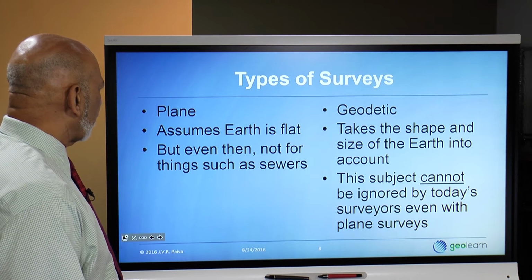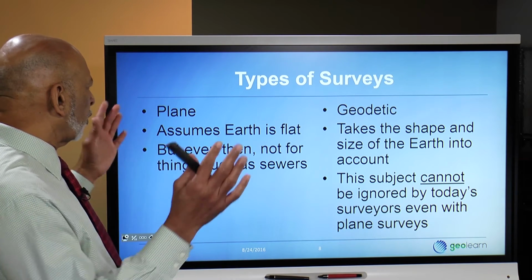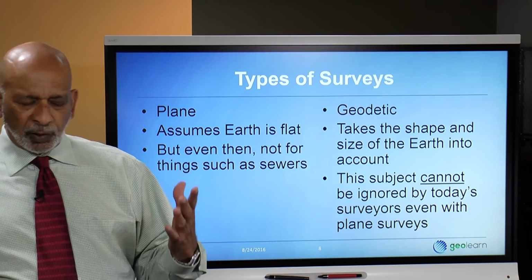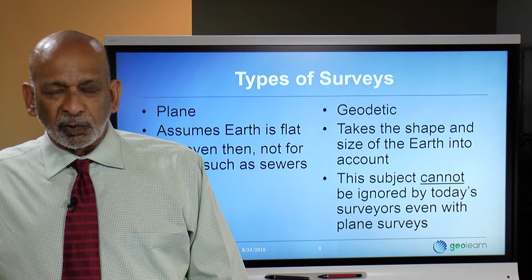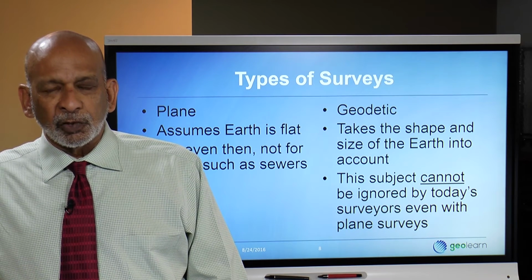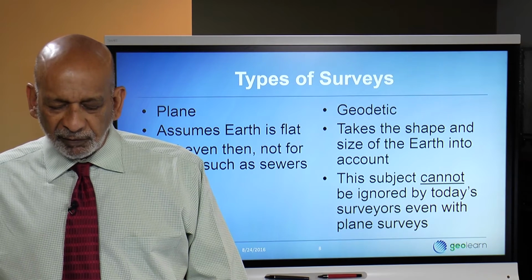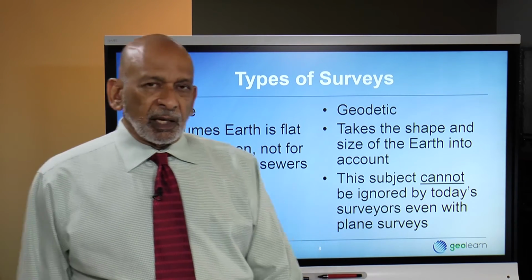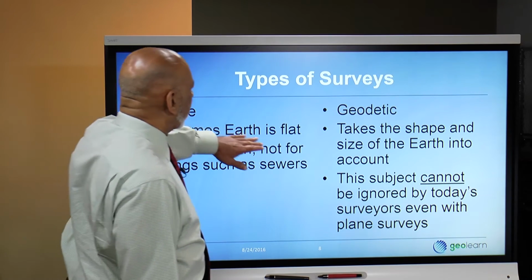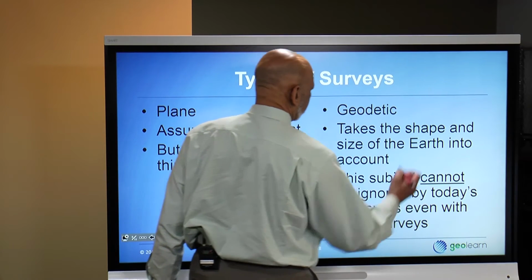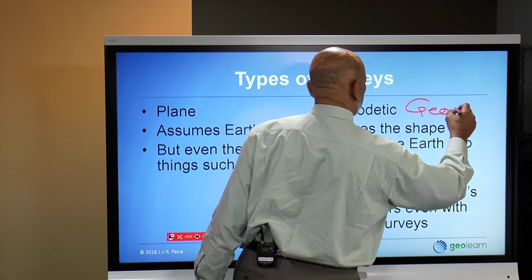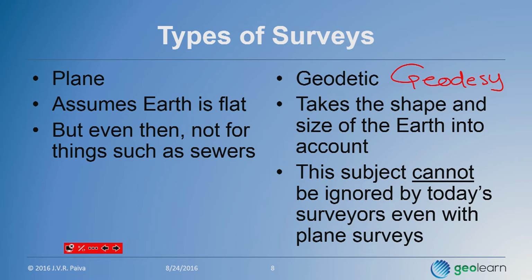So inside of surveying, one of the first breakdowns that we often do is to divide up between plane and geodetic, and you could say plain and fancy. But here the word plane is P-L-A-N-E, which you hopefully remember from geometry whenever you studied that. Plane surveying essentially assumes that the Earth is flat, whereas geodetic surveying, sometimes referred to as geodesy, takes the shape and size of the Earth into account.